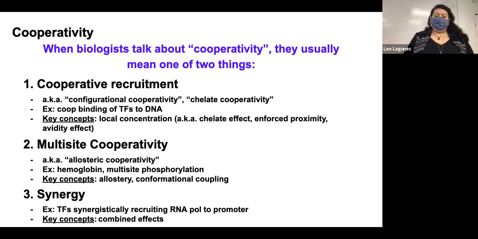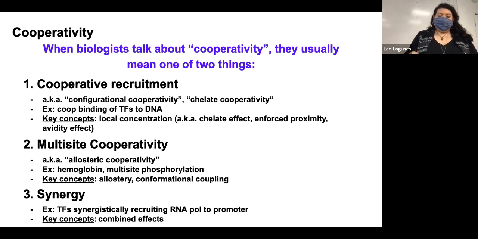There's multi-site cooperativity, which is like hemoglobin or an allosteric cooperativity. So in hemoglobin, it's a 4-site protein, and once one oxygen is bound, it's easier for oxygen to bind to the other 3 subunits. So that would be multi-site cooperativity.